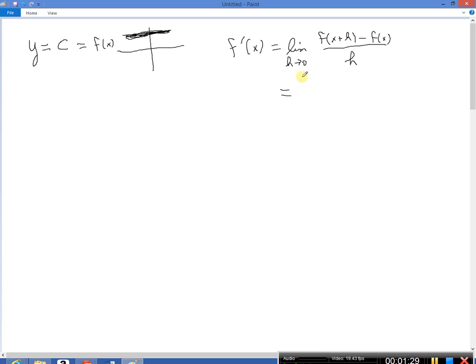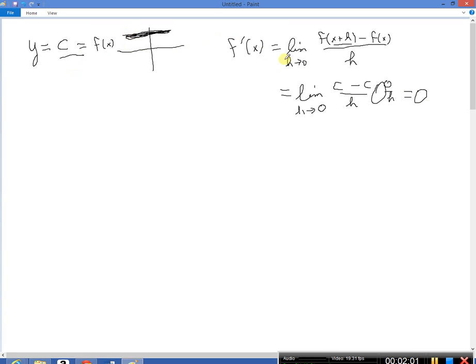Then you ask yourself, what does f do to x plus h? Well, what does f do to anything? f is a constant, so the answer for f of x plus h is c. And what's f of x? Same thing, c. So you get c minus c over h, which is 0 over h, and of course 0 over h is 0. So the limit of 0 is 0. So the derivative of a constant is 0, as we already knew.